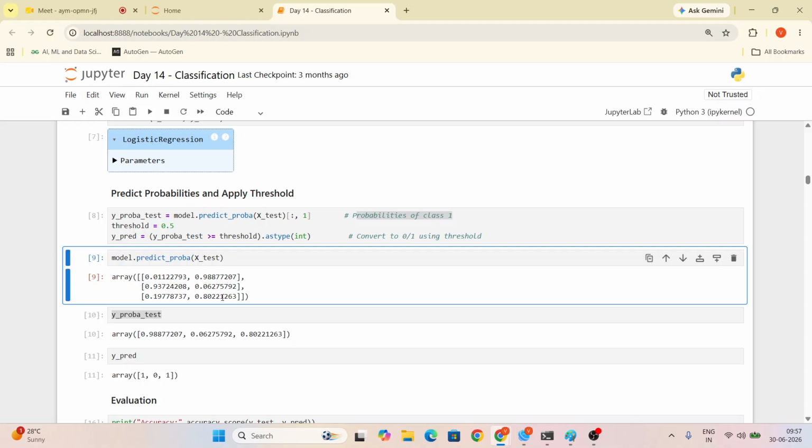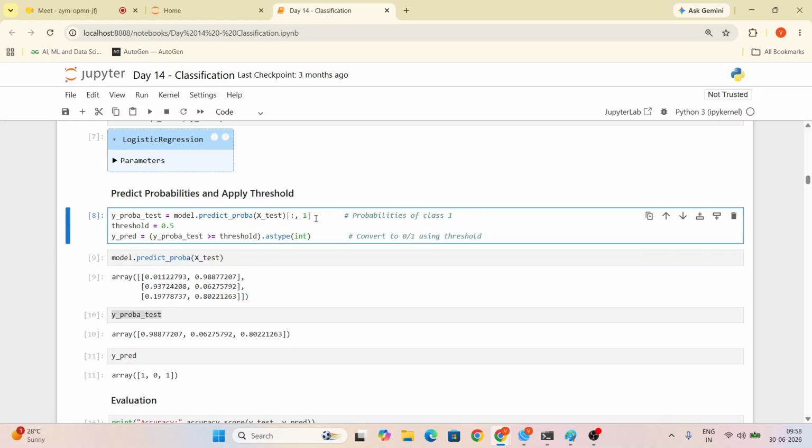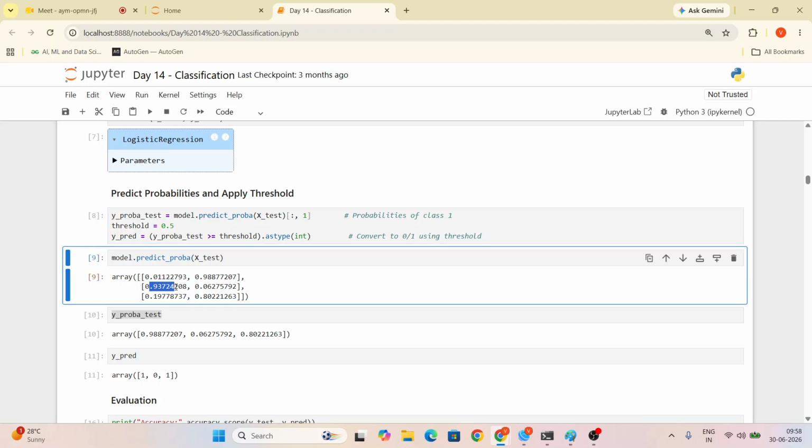In the class 1 column, one person failed, correct? Yes. So in the same way, this is 0.98, so this is 98%, it's passed. Then 0.93, this is also passed, no? 93 is the fail percentage, the person fails. Only 6 percent pass. We are taking only the pass percentage.